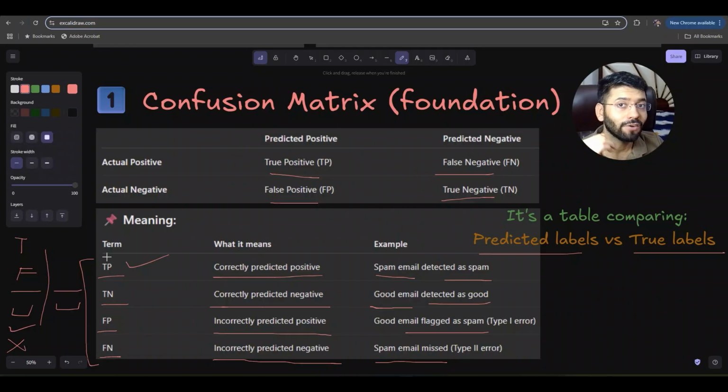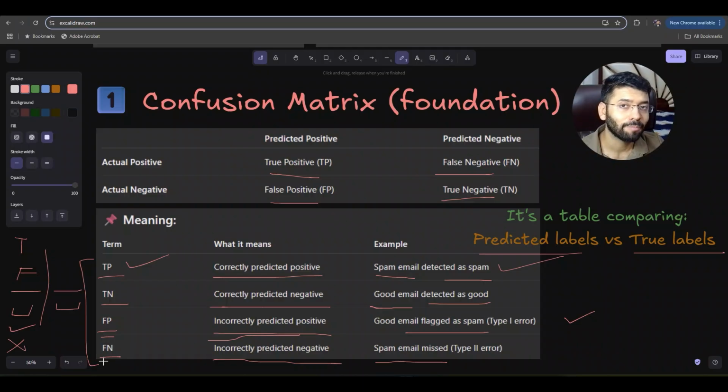True positive: first half true, it means we predicted it correctly. Second half positive, which means the actual result. In spam detection, positive will be that it was spam, so we correctly predicted it was spam. Similarly, take the example of false positive: first half false, it means we incorrectly predicted, correct? And the second half positive, in spam detection, positive means it's spam, so we incorrectly predicted it as spam. So basically it was a good email, that is, it was not spam, but we marked it as spam.